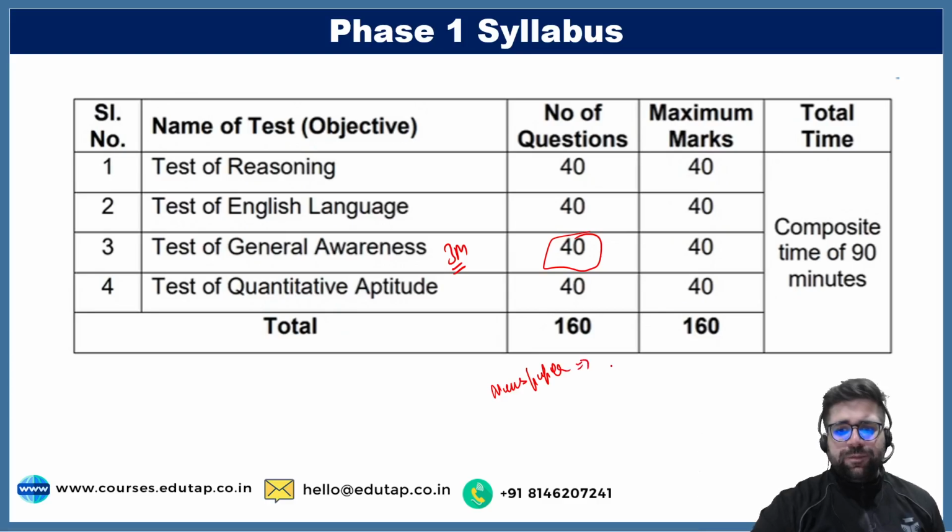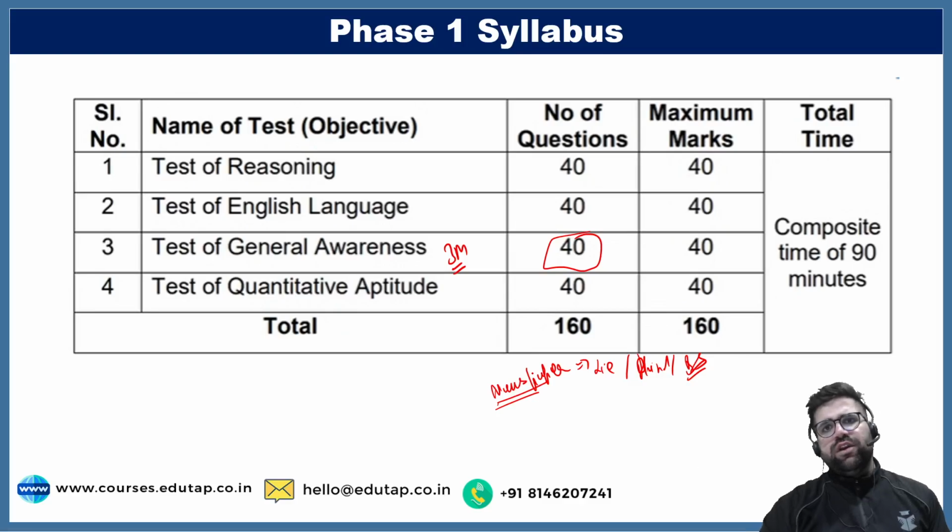Which newspaper? Either you can choose Live Mint, or The Hindu, or Business Standard. My favorite is Business Standard. So choose any one. It's not that you are reading all of them. Choose any one of them and follow it.